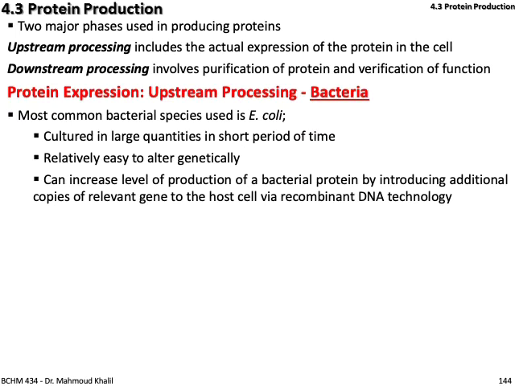The most common bacteria species used is E. coli. They can be cultured in large quantity in a short period of time. They're relatively easy to alter genetically and can increase the level of production of bacterial protein by introducing additional copies of the relevant gene. So you can introduce into the bacteria not a single copy of a gene, but multiple copies of genes, to make sure to have multiple copies of protein translated.